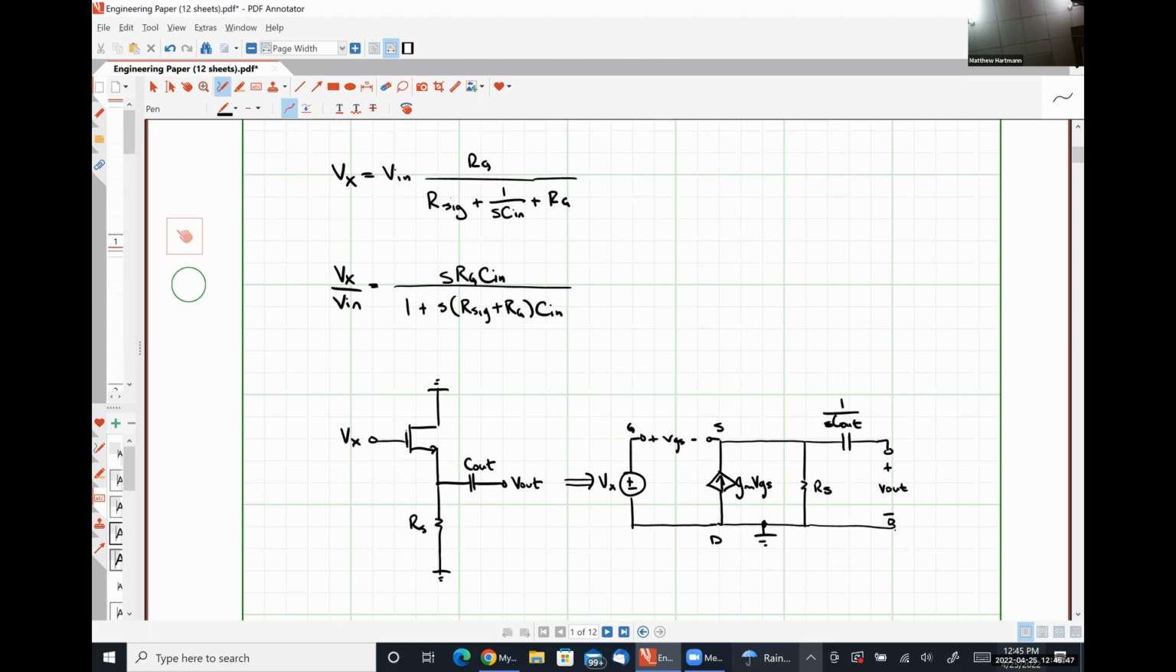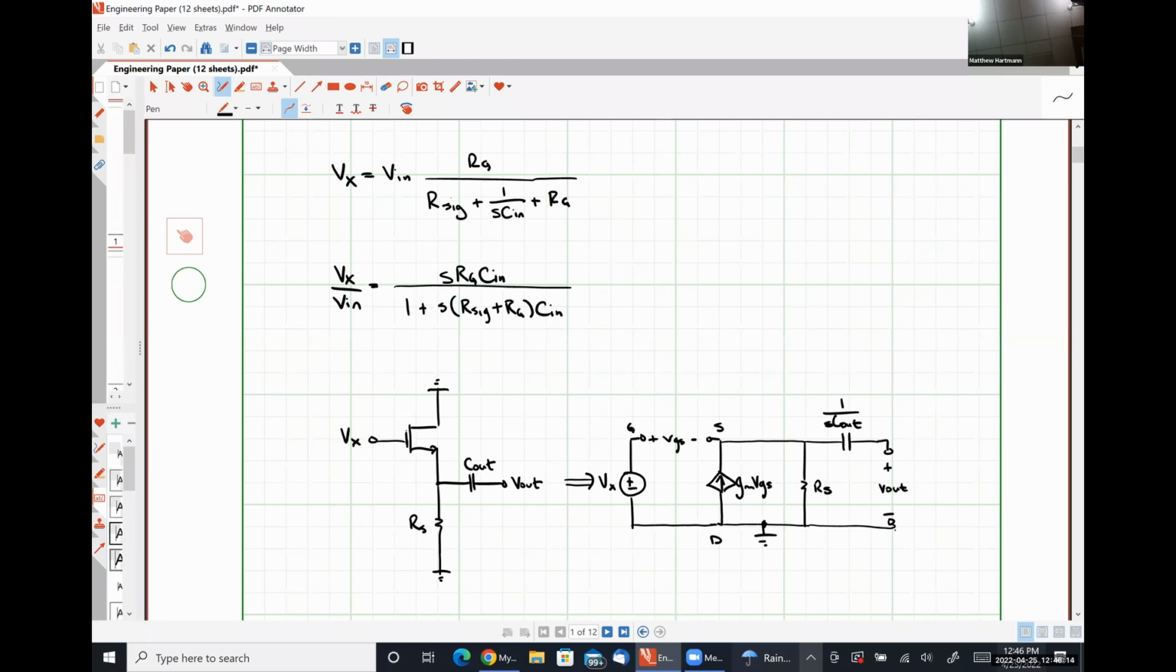Because I have an NMOS transistor, there should be a current source between my drain and my source, with the current flowing from the drain to the source, given by gm VS. My resistor RS is between the source and ground, and my capacitor C out represents an impedance between the source and the output node, where the output node is a nodal voltage measured with respect to ground. Okay.